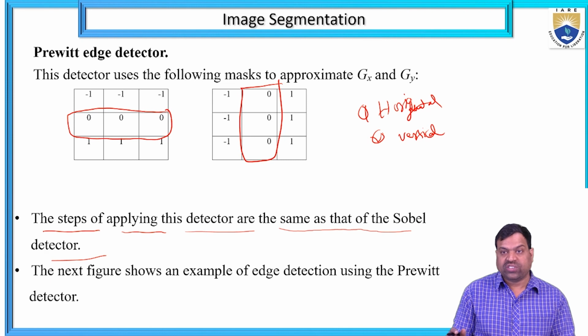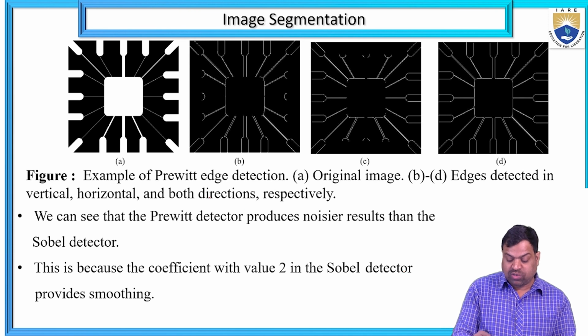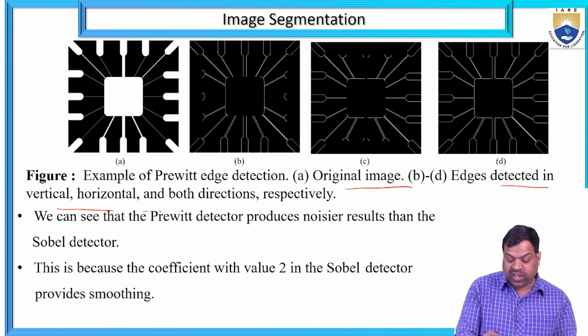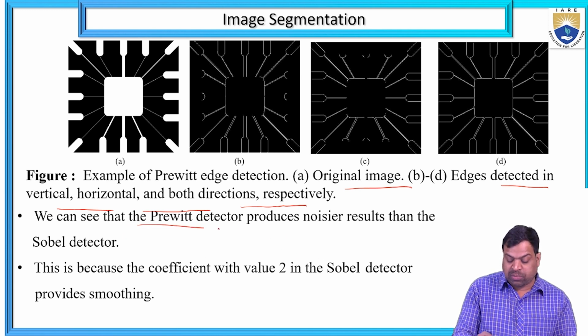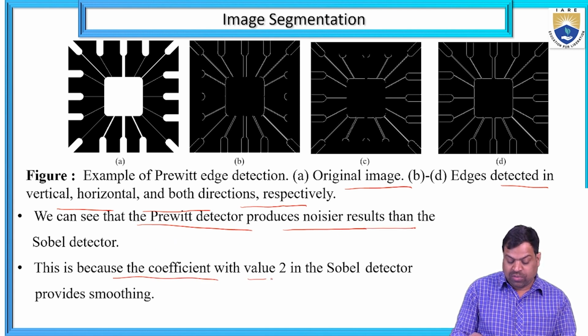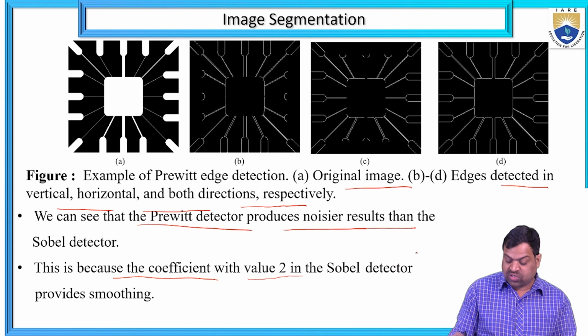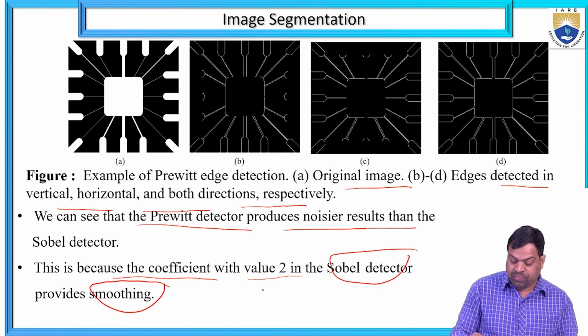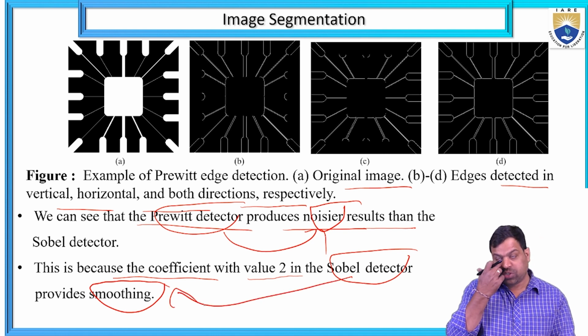But what is the difference? In the example of edge detection using the Prewitt detector, we use the original image edge detection in vertical, horizontal, and both directions respectively. But here we use the second order value. The Prewitt detection produces noisier results than the Sobel detector. This is because the coefficient with the value 2 in the Sobel detector provides smoothing. So the Sobel detector gives smoothing, but with Prewitt, small noise will occur, whereas in Sobel detection there is smoothing, so no noise.